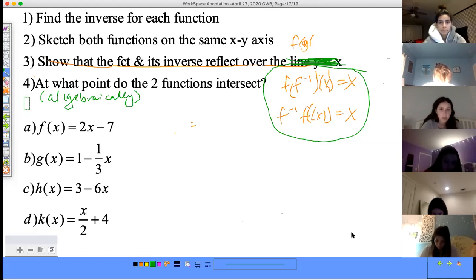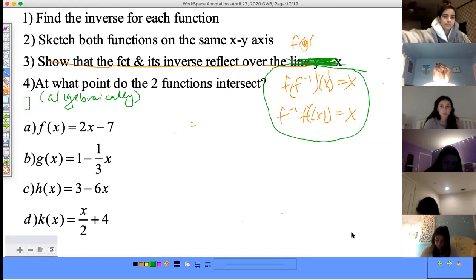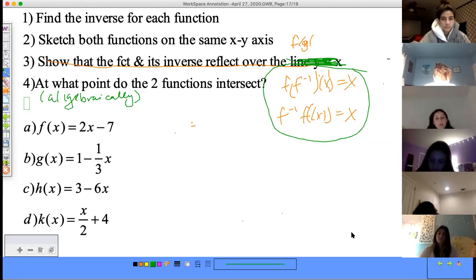You're done? Who said I'm done? Lucas did. Lucas, what letter did you have to do? I did C. Okay, so can you do the inverse for us? And you can call it H inverse of X. Can you just give us what the answer for H inverse of X is? Of course.